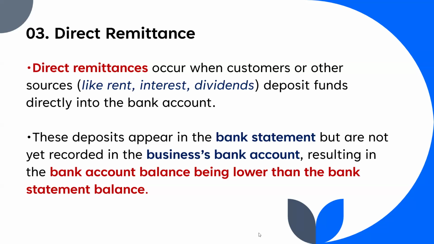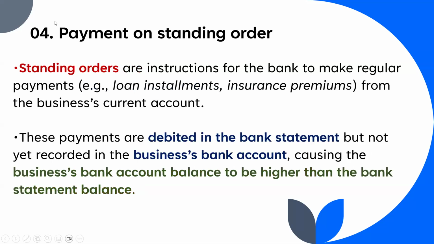So it shows up as you're having a lower balance compared to the bank. So that is the direct remittance. Next is the payment on standing order.